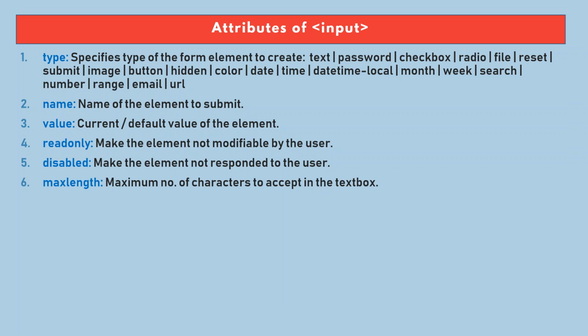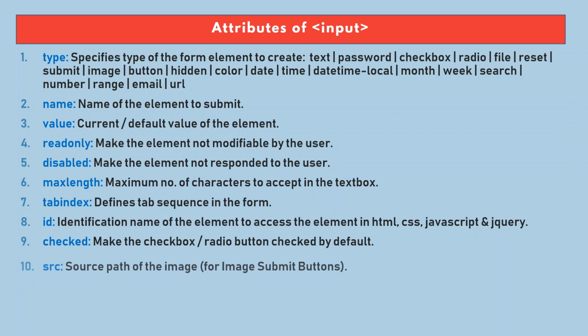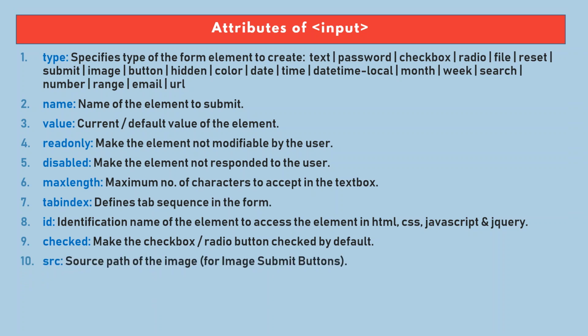Maxlength means the maximum number of characters that you want to accept in the text box. Tabindex is the tab sequence. For example, when you press the tab key, to which text box it has to go, we can define a sequence. ID means identification of the element using which you can access the element in HTML, CSS, JavaScript, and jQuery. Checked means by default the checkbox or radio button will be checked. SRC means the source path of the image in case of image submit buttons.